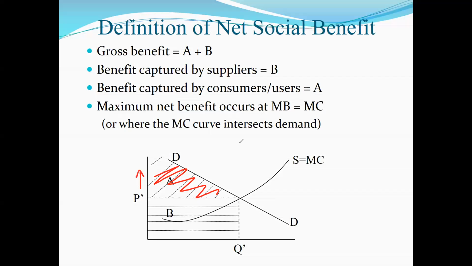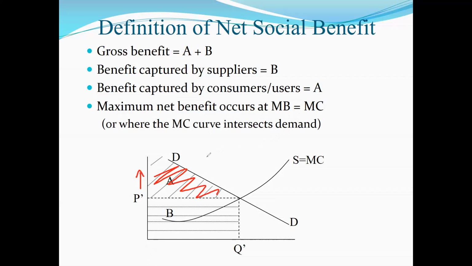Good. So yeah, I got some good responses here. You guys are exactly right. As P prime increases, as the equilibrium price goes up, the consumer share of benefit goes down and the supplier share of benefit goes up, right? That's the idea.